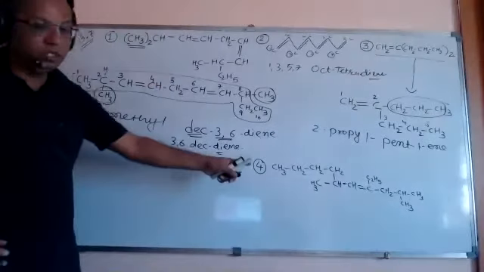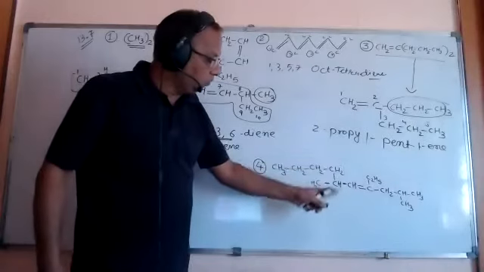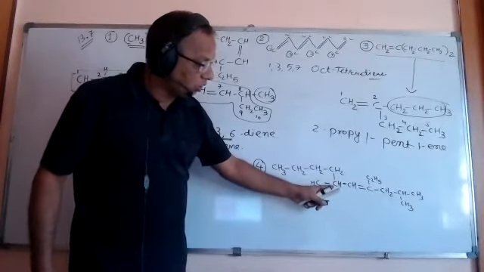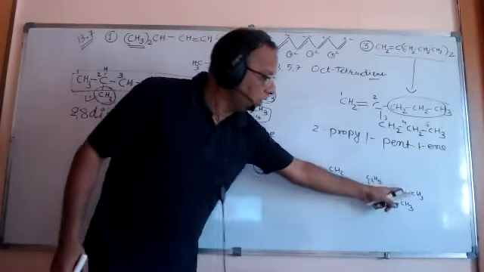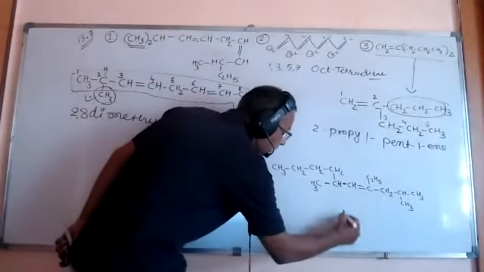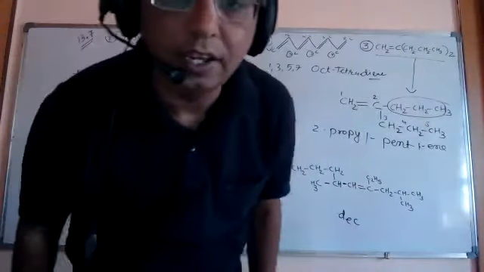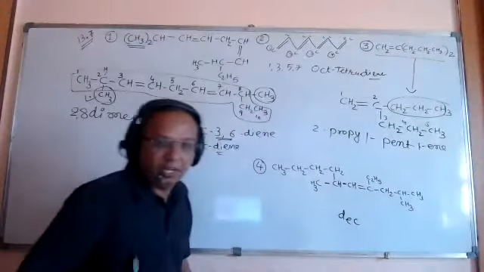Fourth one, you can see here. It is the last one. 1, 2, 3, 4. This is branch, right? 5, 6, 7, 8, 9, 10. Total 10 carbons are there. That's why it is called once again dec. For dec, it is not dec N, it is dec for 10 carbon.